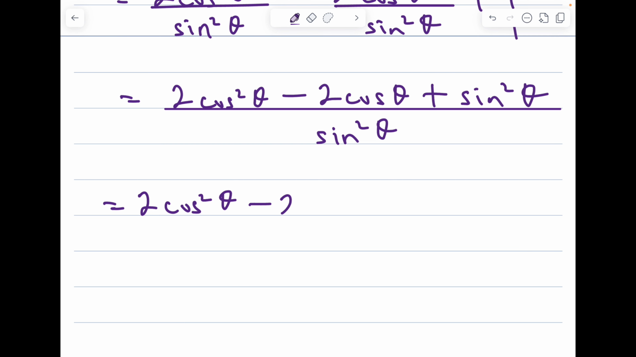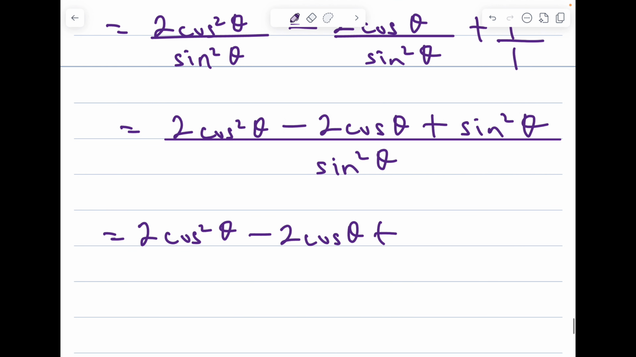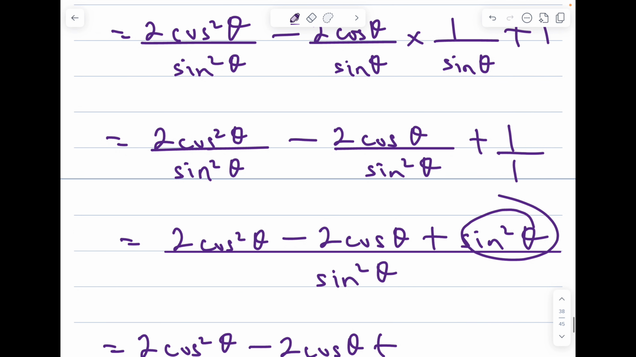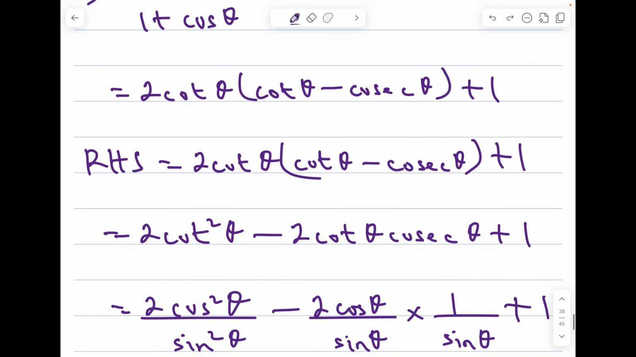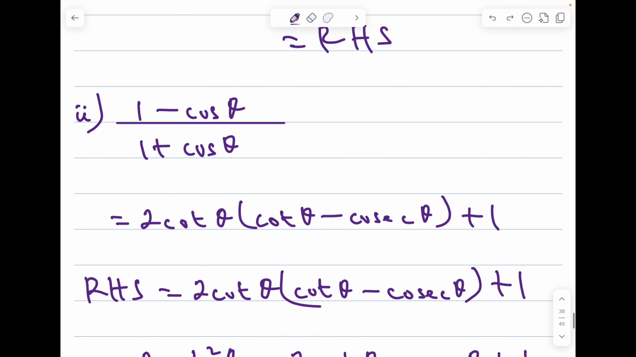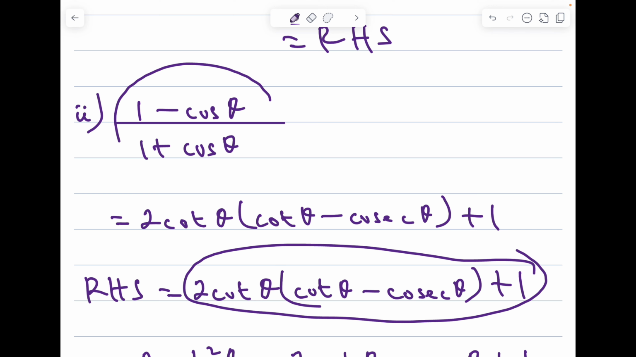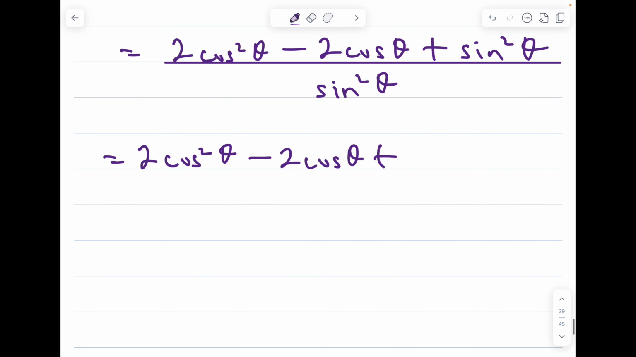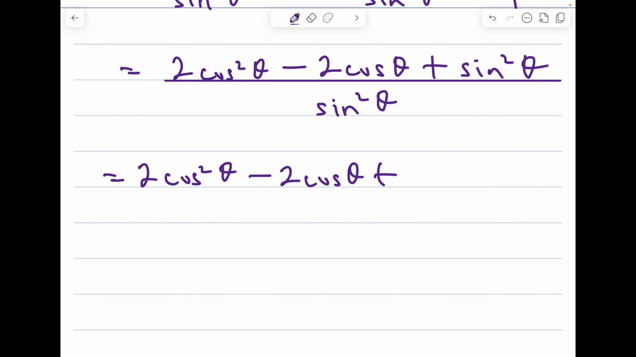cos square theta minus 2 cos theta. I can see that I don't need sine in my answer. There's no sine on the right hand side. They said I should show, there's no sine on the left hand side. I'm showing that this right hand side is equal to 1 minus cos theta over 1 plus cos theta. So that means there's no cosine in what I'm showing that this left hand side is equal to.